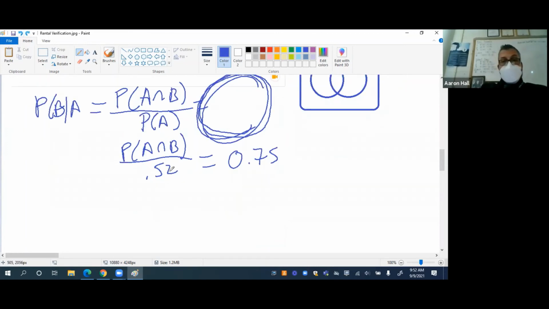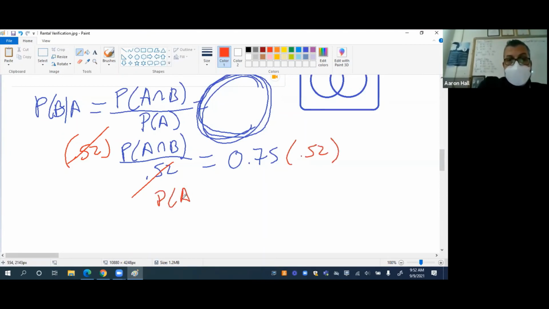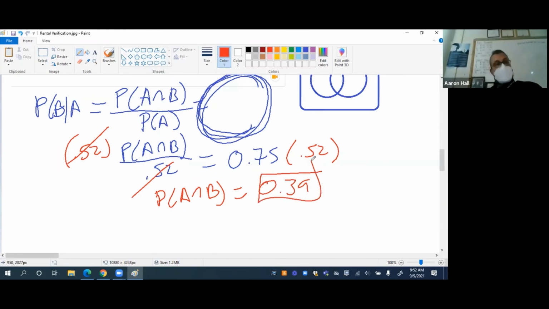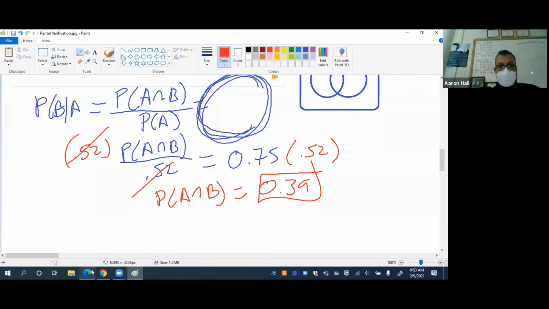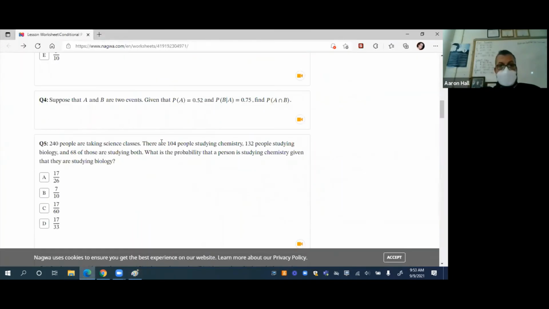Yeah, multiply both sides by 0.52, right? If I multiply both sides by 0.52, 0.52 divided by 0.52 is 1. Do the same thing over here. And so that gives me the probability of A and B equals 0.75 times 0.52. I'm getting 0.39. Is that a choice? Well, that's the answer then.